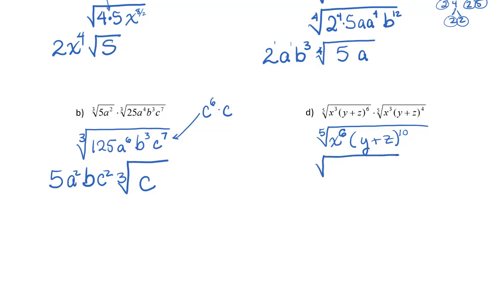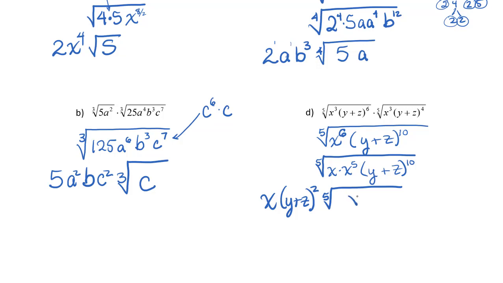Now, if we break this up into two parts, we'll have the fifth root of x times x to the fifth. We'll also have y plus z raised to the 10th, which is already divisible by 5 in the exponent. So I can take 1 x out and y plus z raised to the second out. And I'll be left with the fifth root of x.